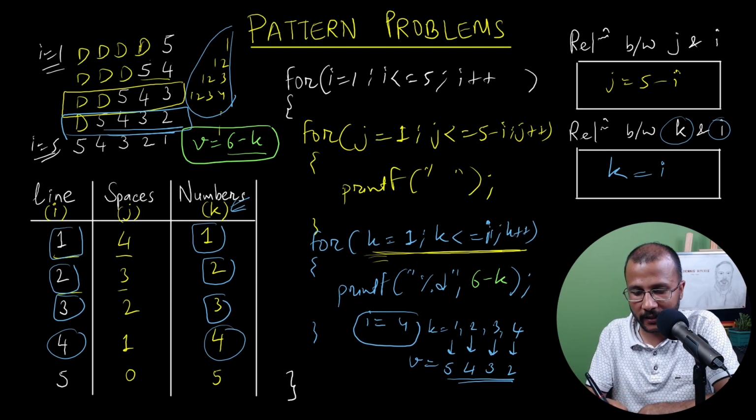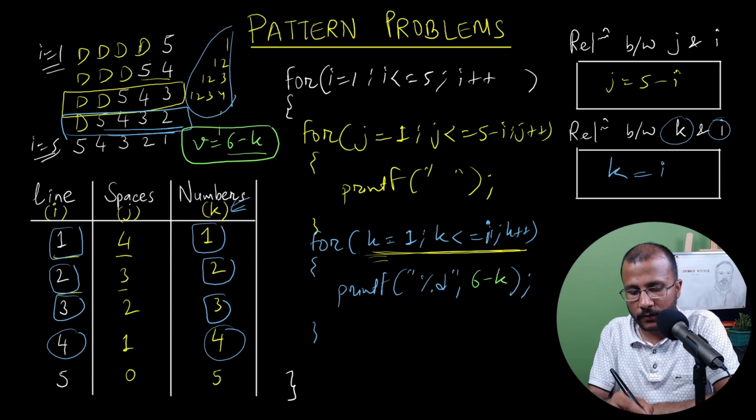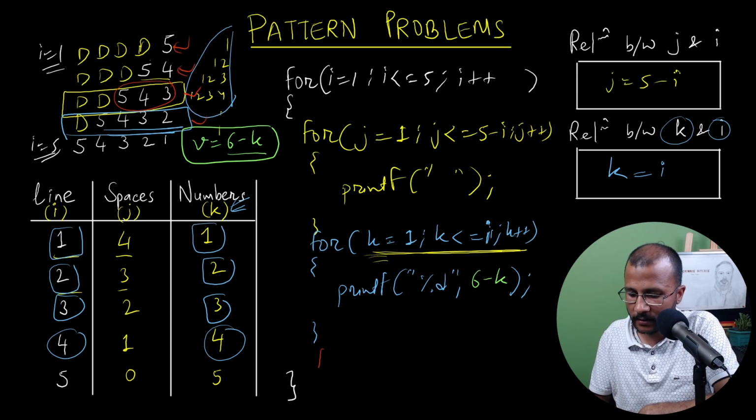So this really works. You just need to work with your pen and paper and see what is the logic, what is the pattern that's working out there. And then you'll be able to find out the logic for that. Finally, once you display all the numbers, you need to also display a new line. So for displaying a new line, I just write printf with a new line character.